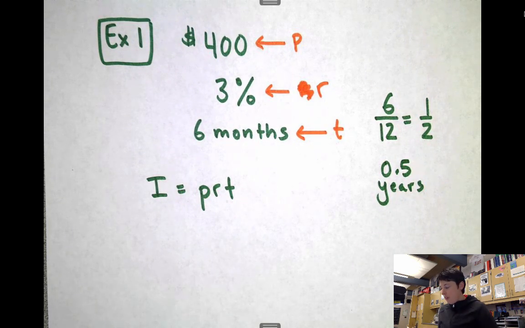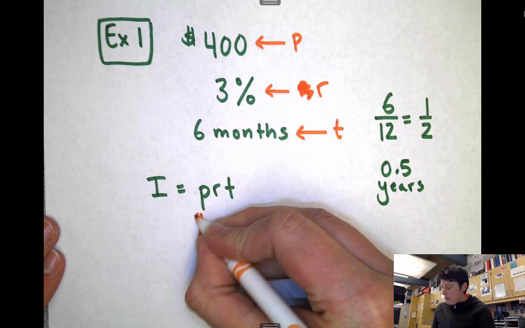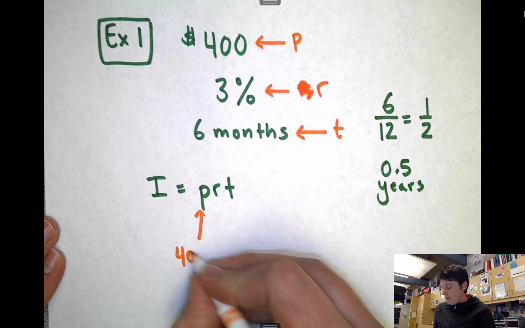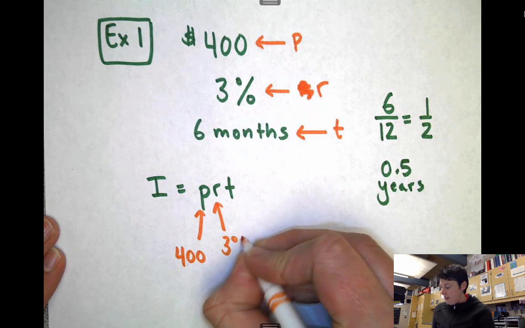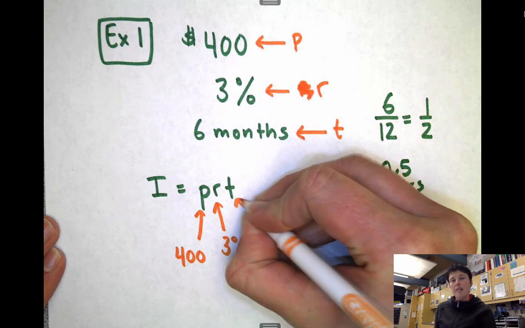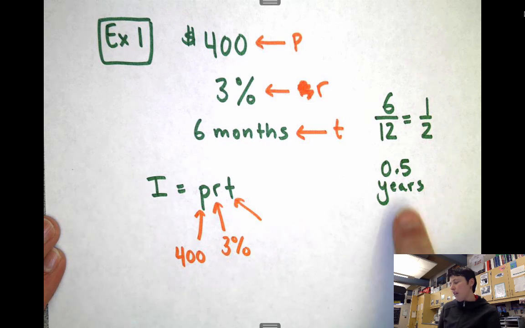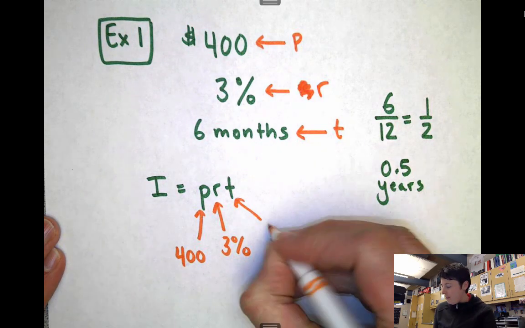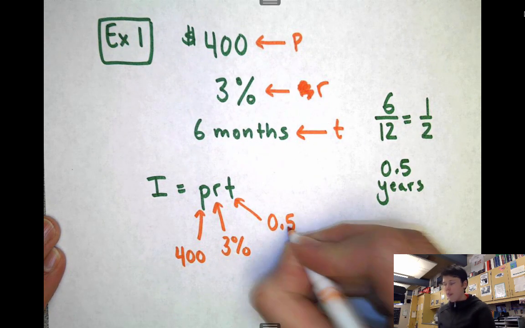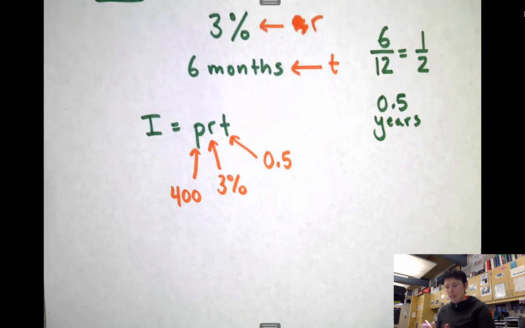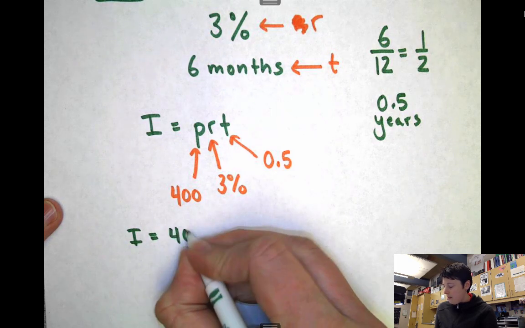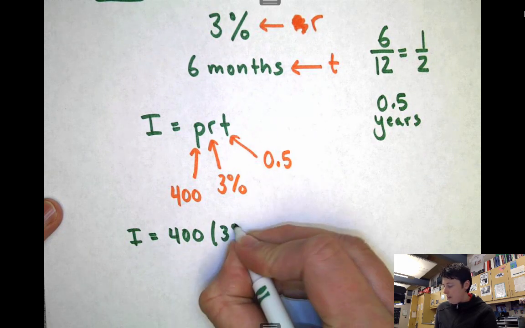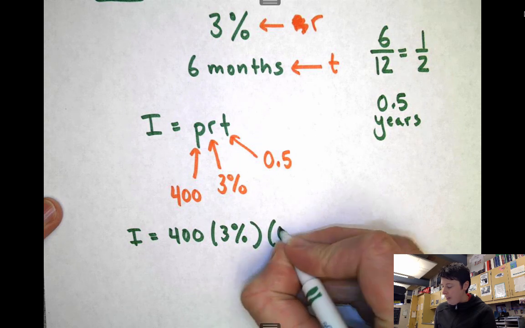Okay, so we have a lot of information here. Let's go into our formula. P, our principal, was $400. R, our rate, was 3%. And T, our time, was 6 months, but we recalculated that as 0.5 years. And so based on that, we're ready to solve this problem. I'm going to rewrite this as I equals $400 times 3% times 0.5 years.